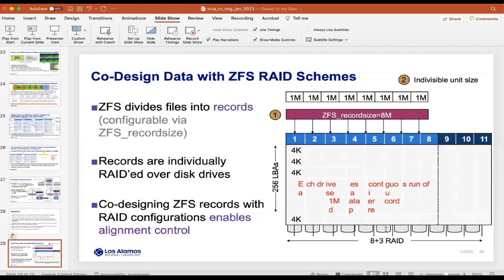Yes. So the way ZFS divides its files up, it divides them up into records. Each record is individually spread across each disk drive. So in this case, we've got an 8+3. Really trying to co-design the ZFS records and the RAID configuration helped us with the alignment control. So we had to mess with record size to understand the optimal placement. Effectively, you end up with 1 megabyte per record, or 1 megabyte per disk.